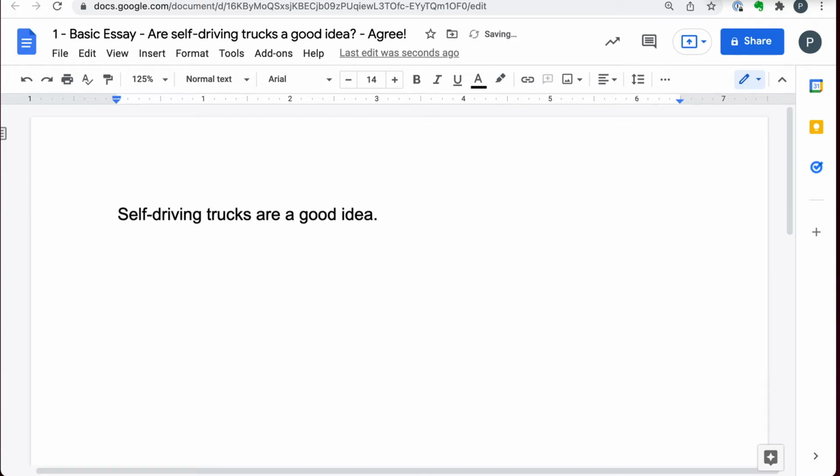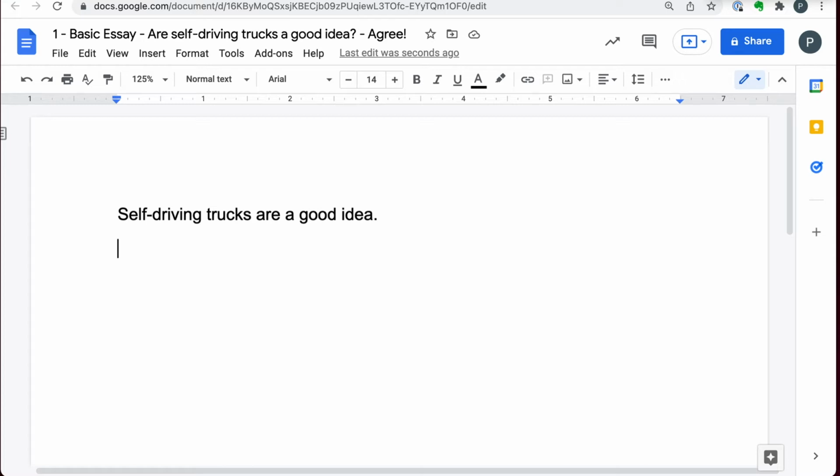Now, step two, I need three reasons why I believe that self-driving trucks are a good idea. By the way, in the next essay, I'm going to actually disagree with this point. I'm going to use exactly the same prompt, but I'll show you how to disagree with a point. It's exactly the same process. Self-driving trucks are a good idea. I just took a stand. Step two, I need to find three reasons why I believe so.